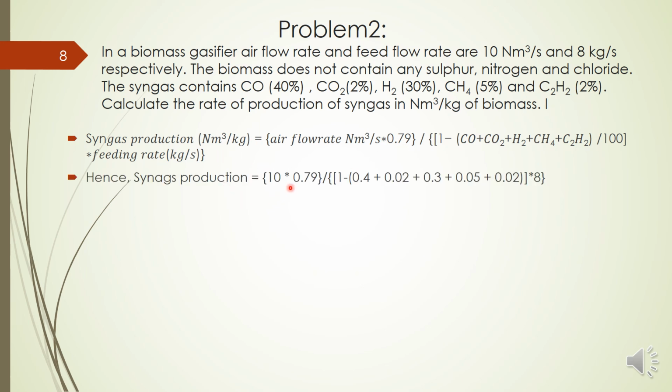Substituting into the equation: airflow rate 10, times 0.79, divided by 1 minus these values, into 8, the biomass feed rate. So we will get 4.7 normal meter cube per kilogram of biomass. This is the syngas production in normal meter cube per kilogram. In this type of problem we solve by balancing nitrogen in air and nitrogen in syngas, so we use this equation.